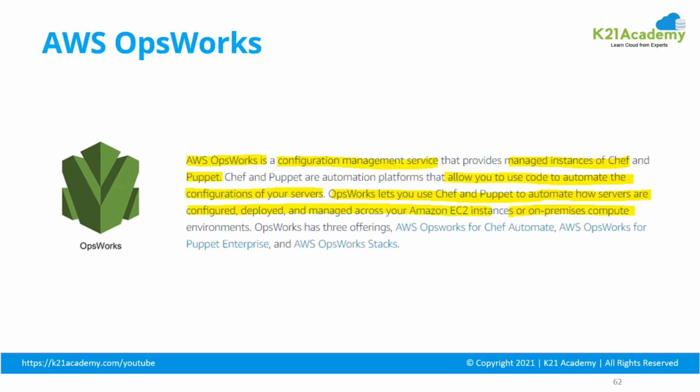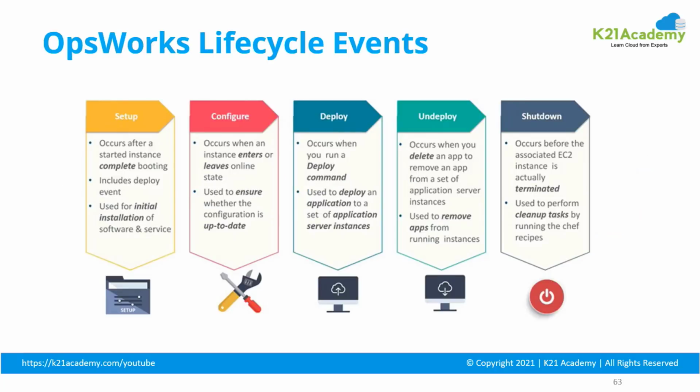Chef and Puppet are additional third-party open source tools for configuration management. So you can integrate Chef and Puppet so that you can automate the configuration of services on AWS through OpsWorks. There's a third service which is called Stack, which is nothing but your piece of code that you can invoke for configuration. So OpsWorks lets you use either Chef or Puppet or the Stack to automate how servers are configured, deployed, and managed across your EC2 instances, which is Elastic Compute Cloud, or on-premise cloud. So that's what OpsWorks is.